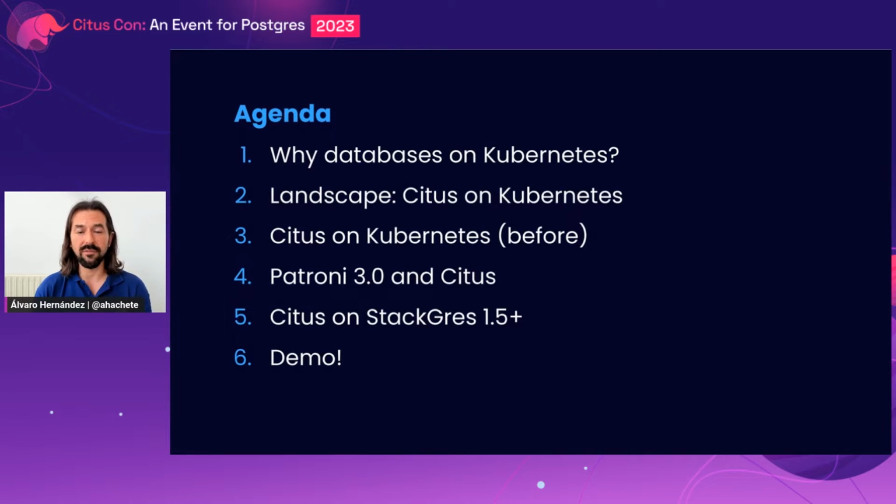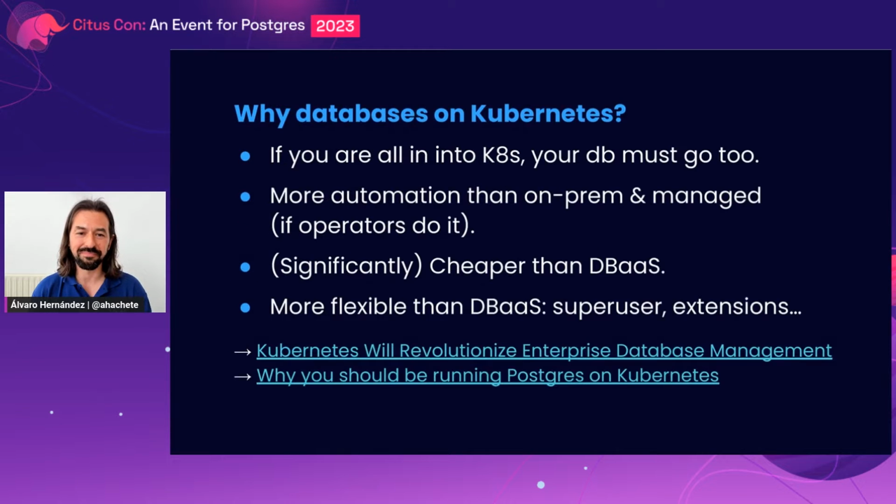Then let's look at the evolution, or the history, of how you could run Citus on Kubernetes before. And by before, I mean before Patroni 3.0, which is a significant, notable change. And then how you can do it today, which, the good news is, has become very, very simple, very easy to orchestrate all the components that you need to run a Citus cluster on Kubernetes. And then let's do a demo to prove it all.